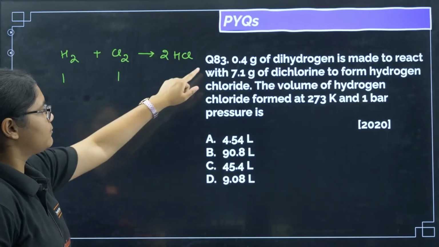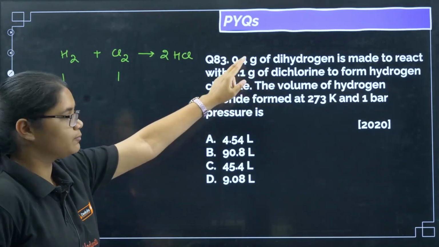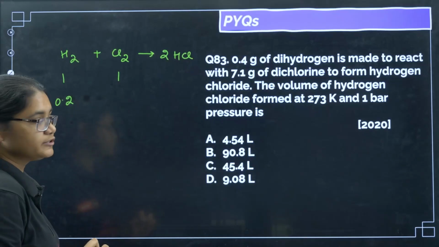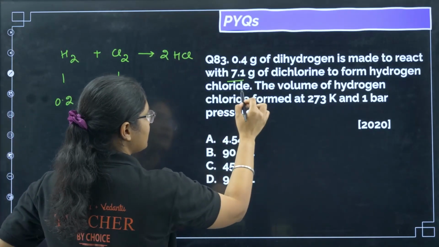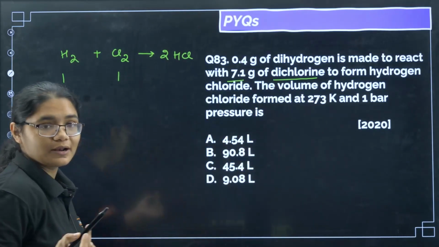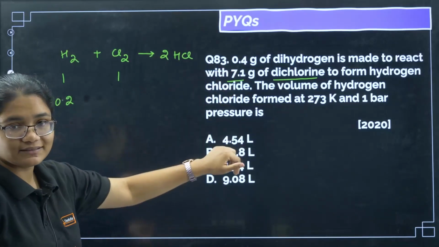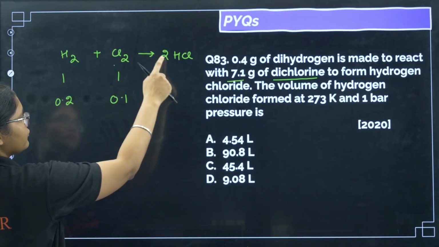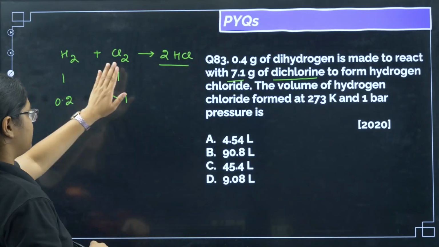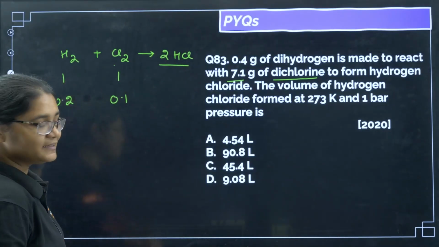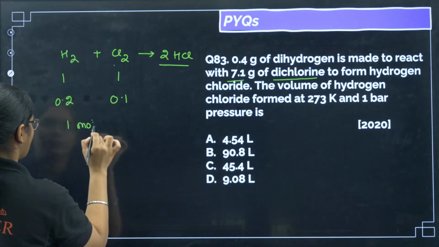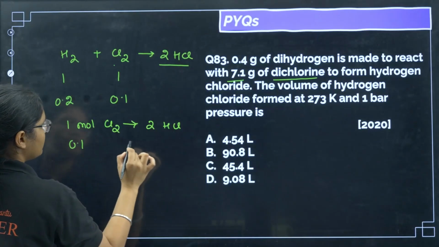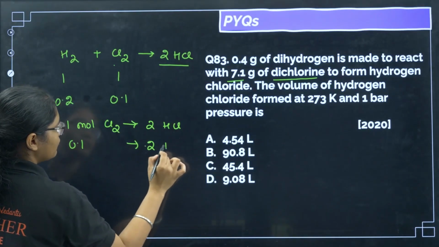Right. Now 0.4 gram of dihydrogen, so 0.4 by 2 it will be 0.2. So H2 is given to me in the question, 0.2 moles. And for chlorine it is 7.1 by 71, dichlorine molar mass is 71, that will be 0.1. Right. So 1 mole of chlorine gives me 2 moles of HCl. This is the limiting reagent, right? H2 will be in excess. So 0.1 mole of this one will give me 0.2 moles of HCl.